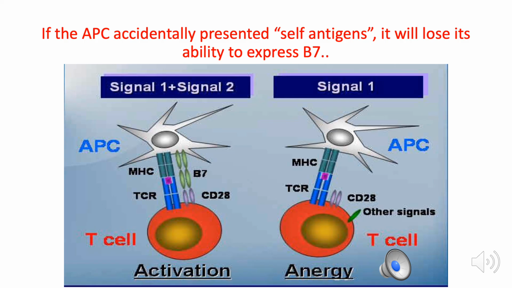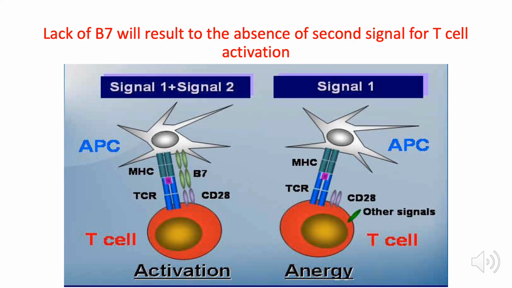So in the photo, you have here two T cells. One T cell has both the first and the second signal because the antigen presenting cell, the one labeled as APC, was able to express B7. But if that APC, focus on the right side of the photo, will present self-antigens, it will no longer be able to present B7. And what will happen is that T cell will only receive one of the signals and it will never reach full activation. If that's the case, the T cell will just undergo what we call anergy.